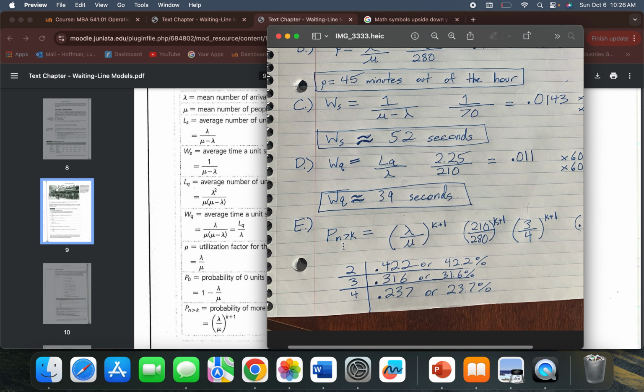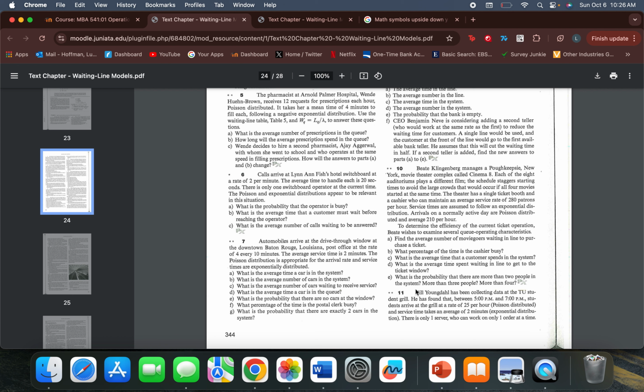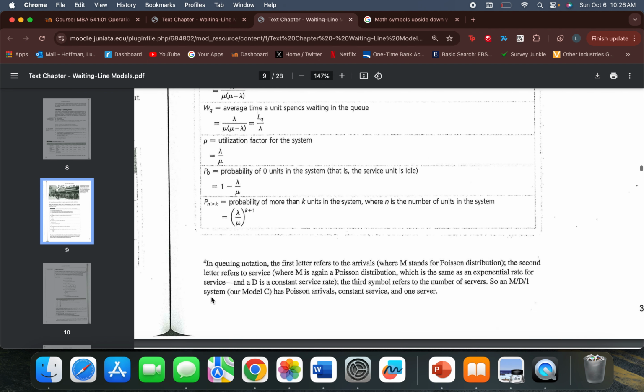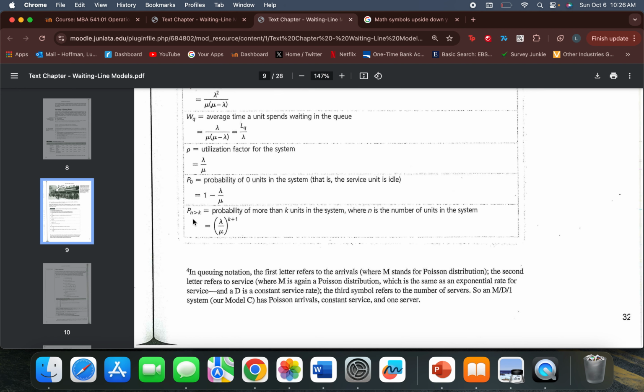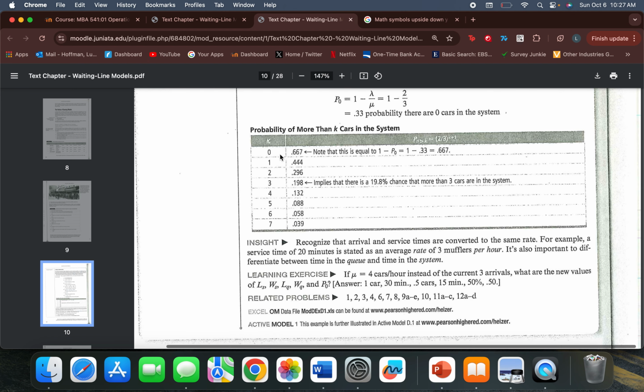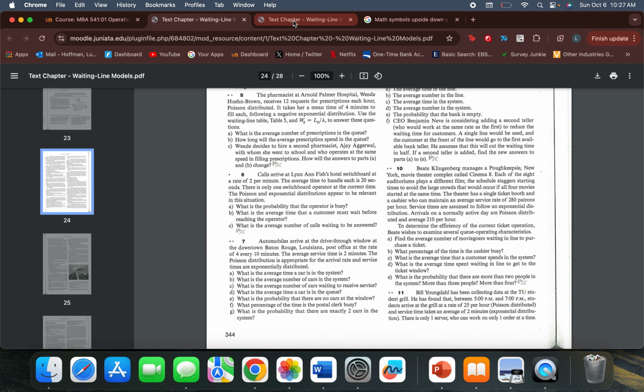For E, what is the probability that there are more than 2 people in the system, more than 3 people, more than 4? This is somewhat the most complicated part, but it's not very complicated at all. It's just this formula. Let me show you their example. They have a table that you plug into, and it keeps going down, because the chances that there are more and more people there are less than if there were just 1 or 2 people.